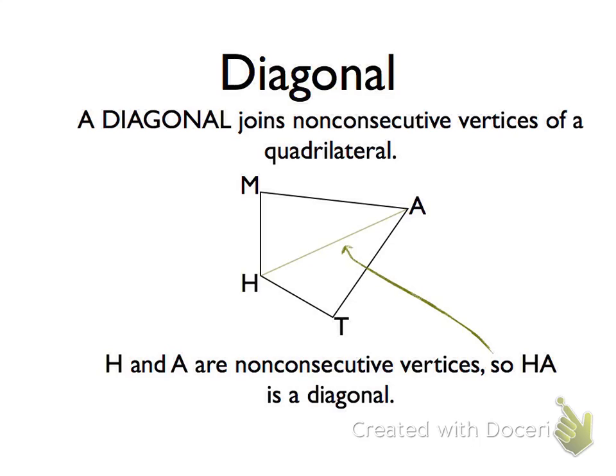Diagonals. A diagonal comes from a vertex across the shape to another vertex, not to a vertex next to it, where T is here, but across the shape. Okay? So a diagonal joins non-consecutive vertices of a quadrilateral. H and A are non-consecutive vertices, so HA is a diagonal. Okay?